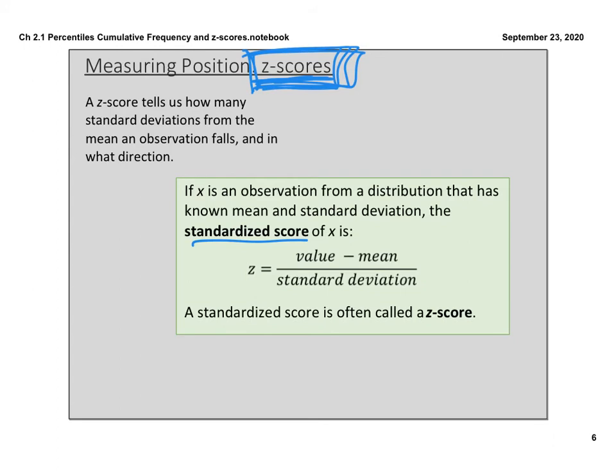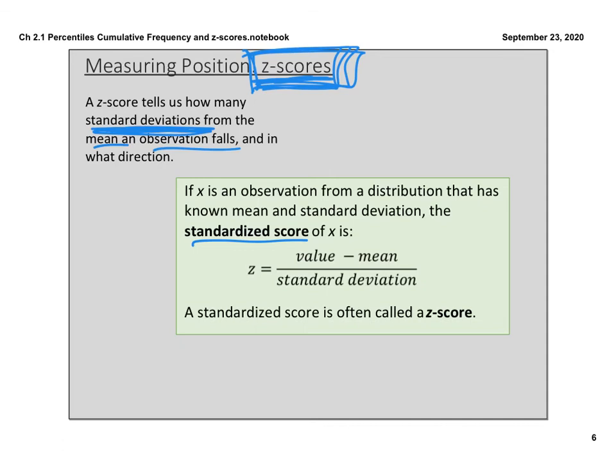And what a z-score is, it tells us how many standard deviations from the mean an observation falls. We spent a lot of time talking about standard deviation in chapter 1. The standard deviation was the typical amount of distance from the mean of your data.